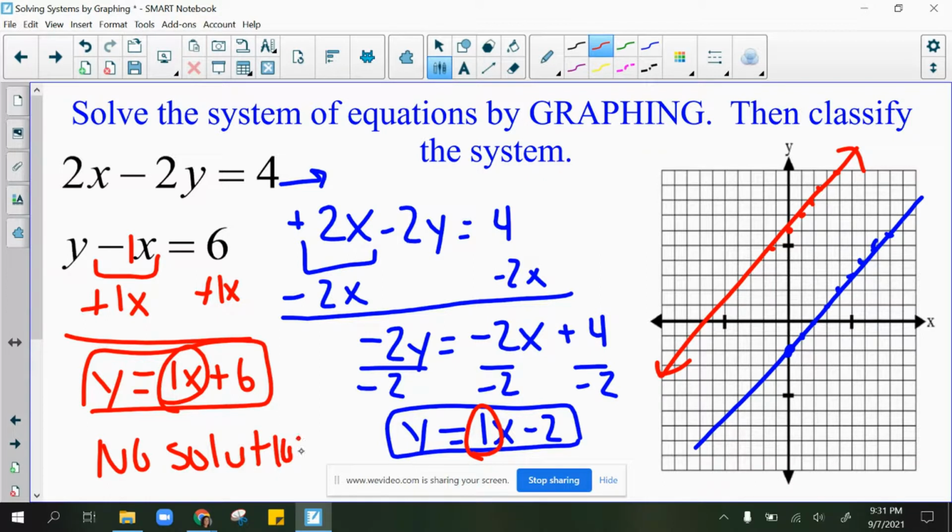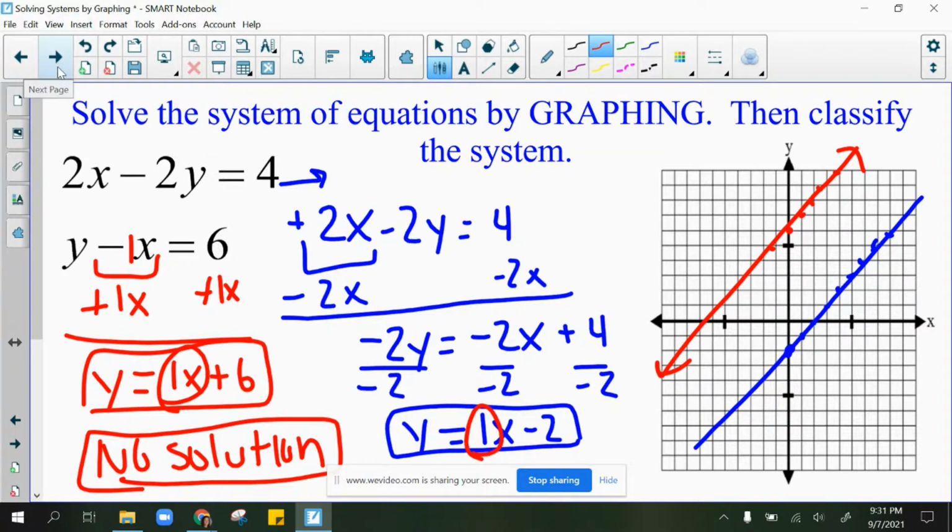So if you notice that they're the same line, you're going to say infinitely many solutions, meaning every point that's on one line is also on the other one, because you would get the same equation. These two equations would be the same. Okay, they're not the same, but they do have the same slope. So I know that they're parallel, which means there's no solution.